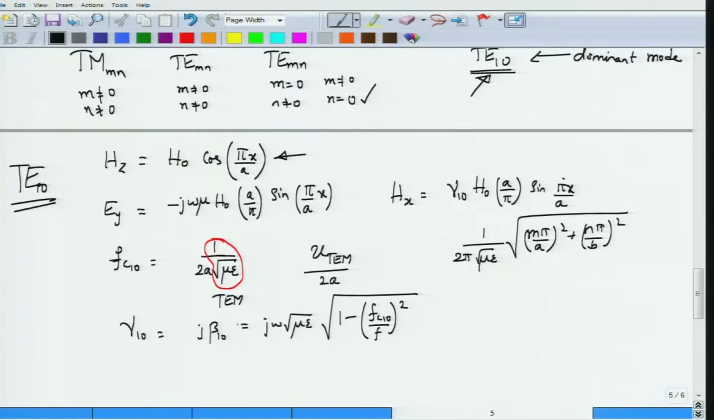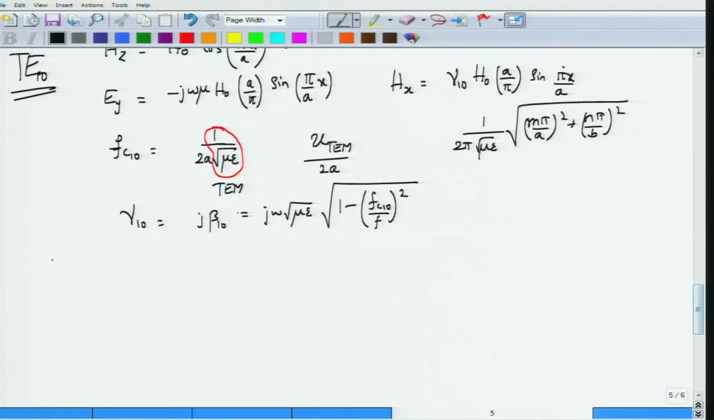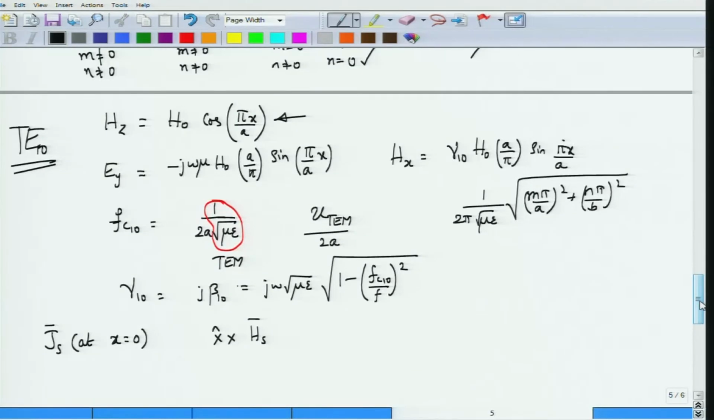Okay. So we have written down the corresponding expressions for TE10. The last thing that I would like to write down is the expression for the surface currents at the walls. Again, as before, I will write down the surface current at x equal to 0, and in this case it would be x hat cross h evaluated at the surface. Now what are the h components? H components are x as well as z, right. So for the x equal to 0 component, x cross x will go to 0, but x cross z will give you a current along minus y direction, right.